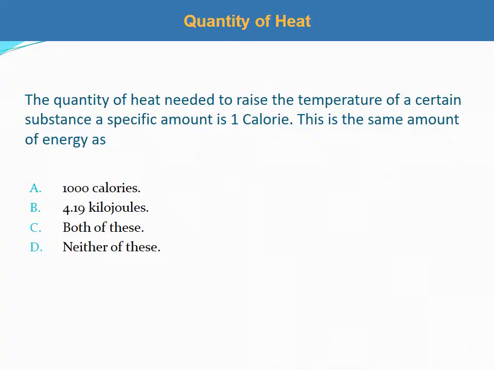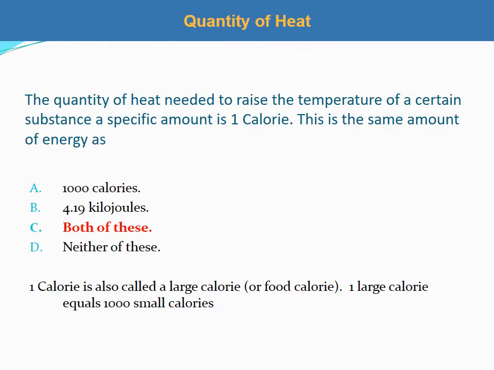The quantity of heat needed to raise the temperature of a certain substance a specific amount is 1 Calorie. This is the same amount of energy as: A, 1,000 calories; B, 4.19 kilojoules; C, both of these; D, neither of these. Answer is C, both of these. 1 Calorie is also called a large calorie or food Calorie. 1 large Calorie equals 1,000 small calories.